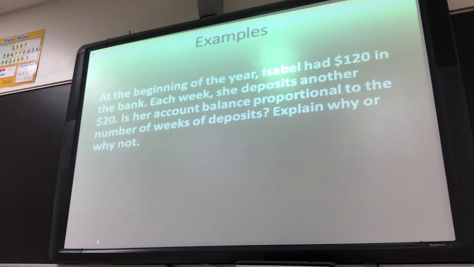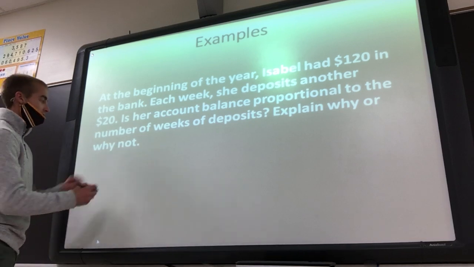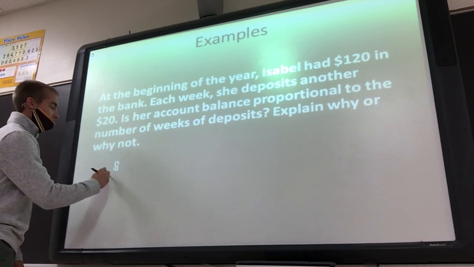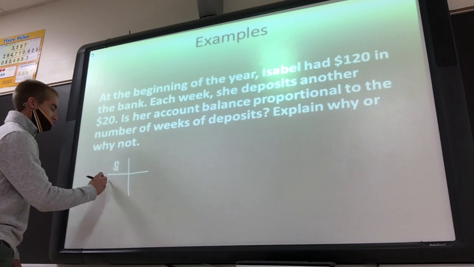Okay, so first question I want you to ask yourself is, what two things am I comparing? What two things make up the ratio? So I'll ask you, what two things make up this ratio? The money and the week. Amount of money in her account and the number of weeks. Okay, so those are the two things we're going to have here.